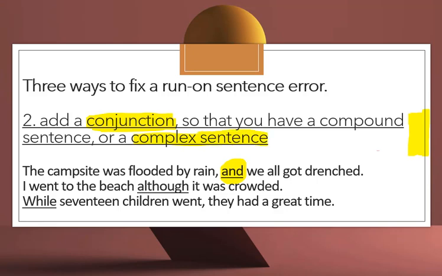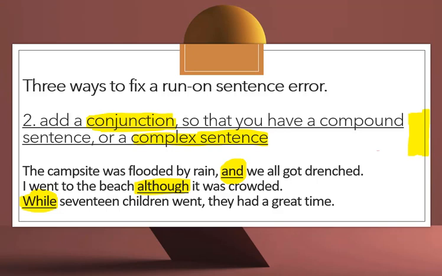If we want to make a complex sentence, we add another kind of conjunction either in the middle of the sentence to join the two parts together. I went to the beach, although it was crowded. Or sometimes you can add it at the beginning of the sentence. While 17 children went, they had a great time.